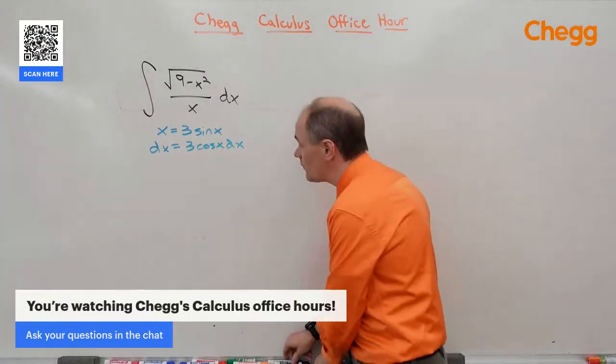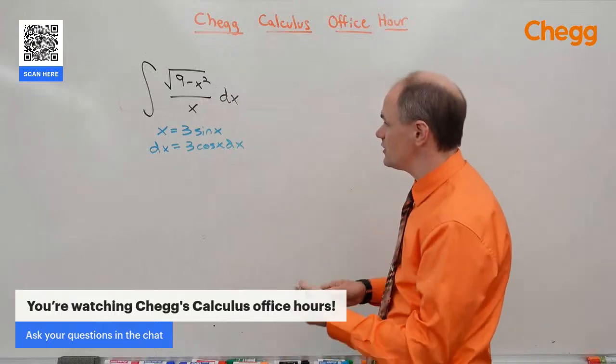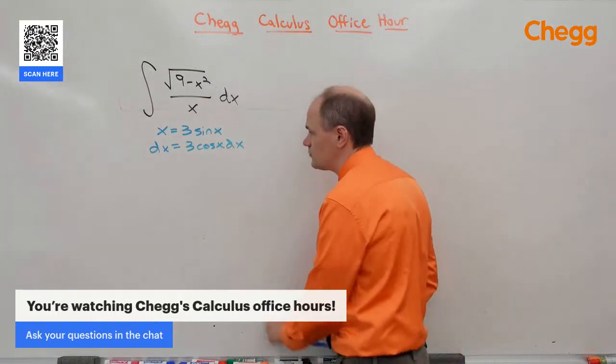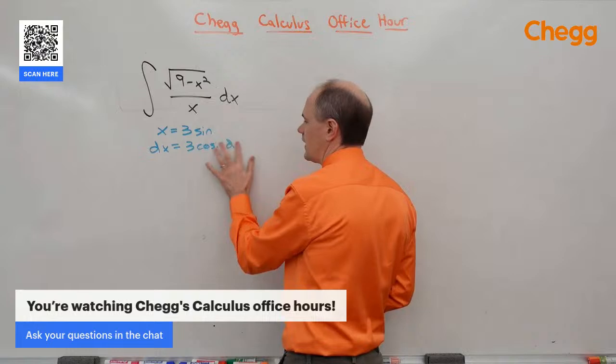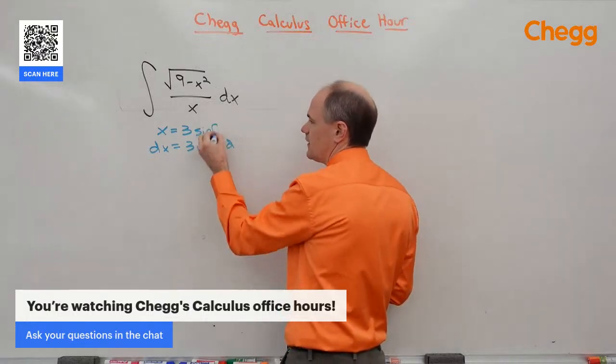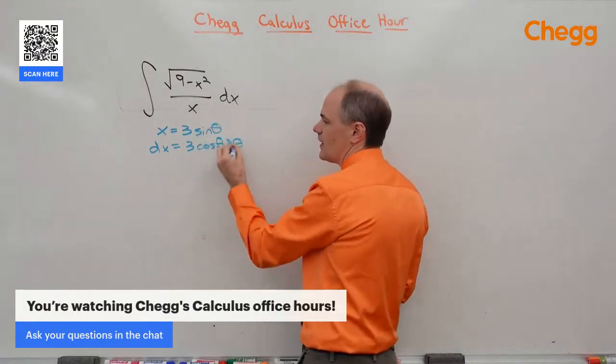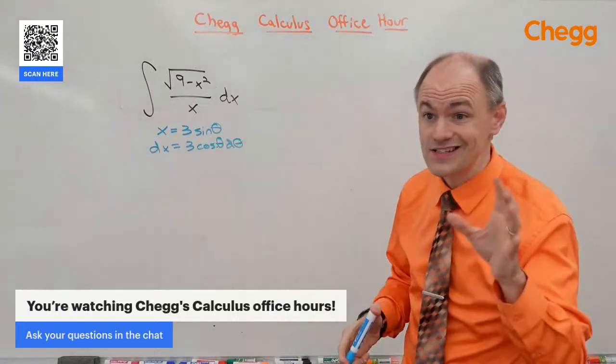And then we just substitute that into the equation. Whoa, moving too fast. We shouldn't use x both times. Let's change the variable to theta. That way we don't forget to substitute back to our original x's. I'd hate to stop too soon.